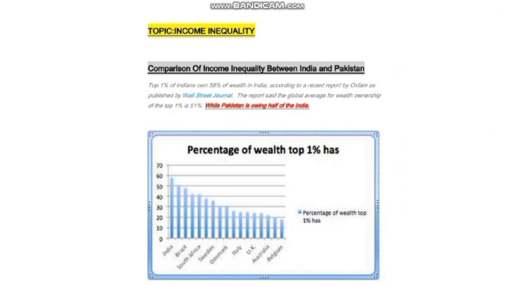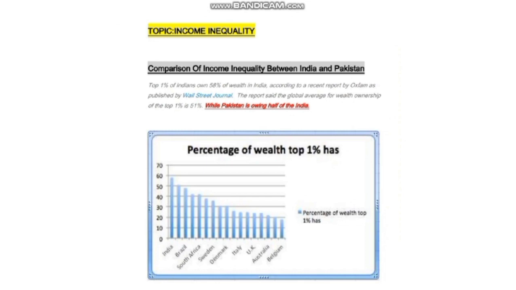Income inequality is a significant issue in both Pakistan and India. In both countries, there is a considerable gap between the wealthy elite and the rest of the population. Factors contributing to this inequality include unequal access to education, healthcare, and economic opportunities, as well as systemic issues such as corruption and inefficient distribution of resources.